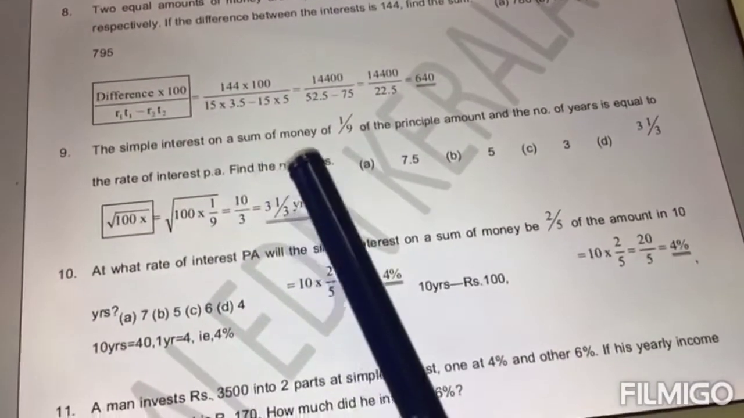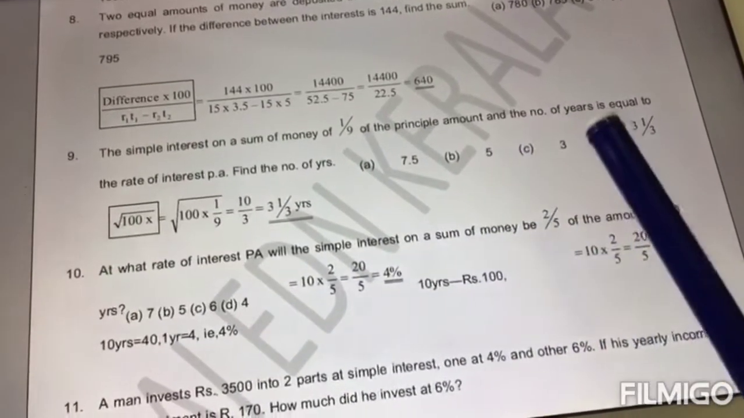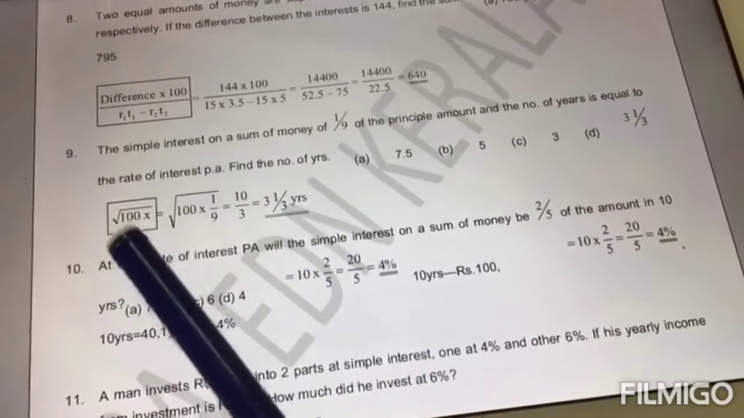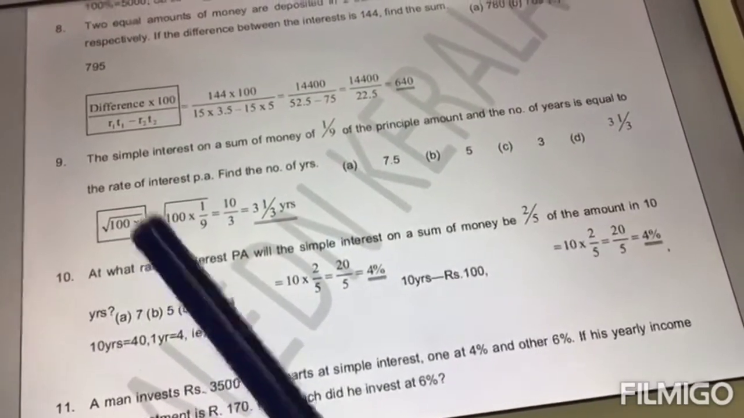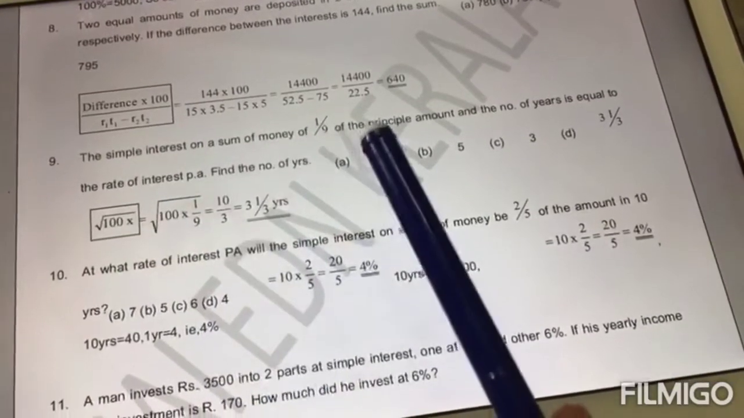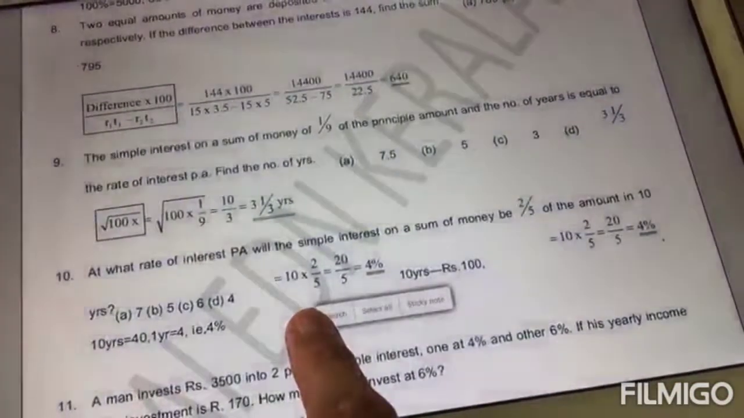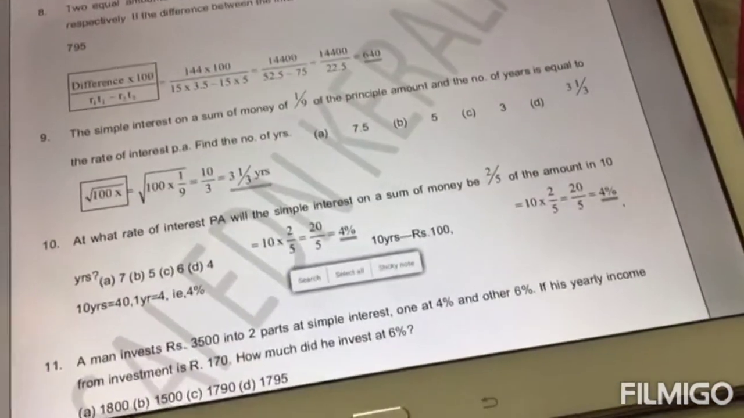Okay, number 9. The simple interest on a sum of money is 1 by 9 of the principal amount, and the number of years is equal to the rate of interest. Find the number of years. It would be square root of 100 by x. So let principal be equal to 1. Therefore, it would be square root of 100 into 1 by 9, because it says 1 by 9th of the principal amount. So 1 by 9 into 1 is 1 by 9.